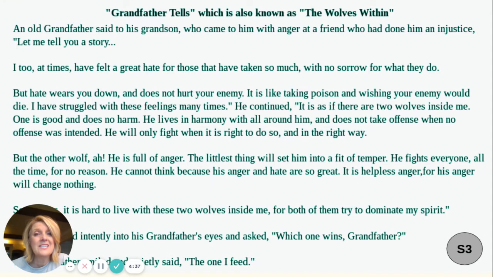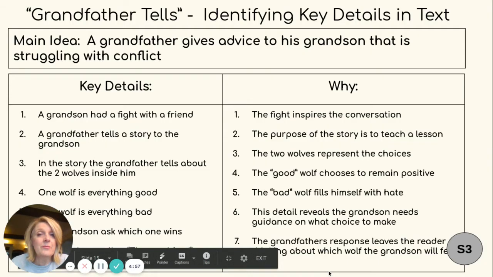So it's like a poison inside of you. The grandfather is saying, are you going to continue to be full of anger and rage, or are you going to let it go and move on and continue to do good? So which wolf inside of you are you going to feed? Are you going to feed the good wolf, or are you going to feed the bad wolf? The two videos address that even better. So let's take a look at this.